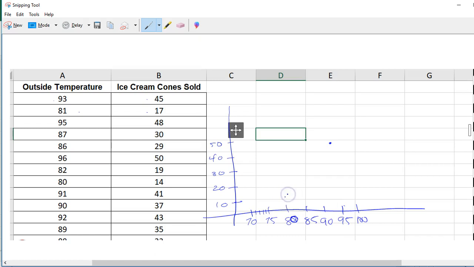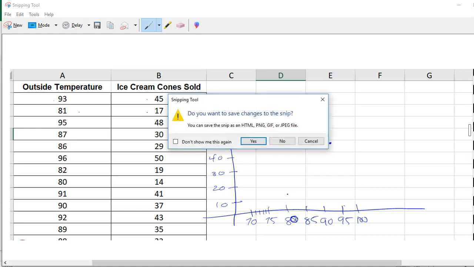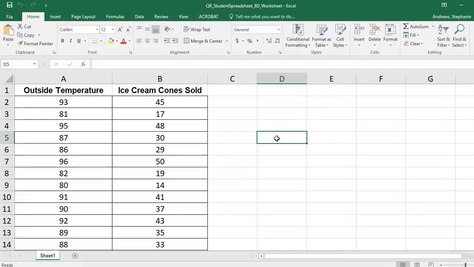And I've got too many hidden variables going on this computer right now, but the idea is that you would take all of the data points and put them on this graph, either by hand or by Excel. So I encourage you to get some practice doing this by hand, but I'm immediately going to go on and do this using Excel. And no, I don't want to save my snippet. I want to go back to the data.